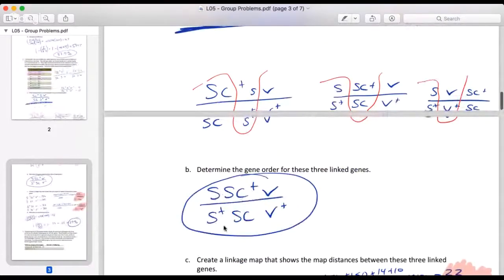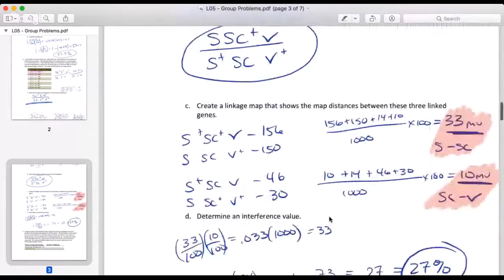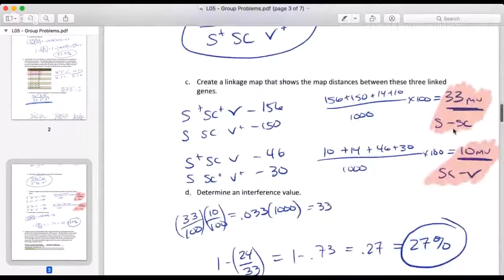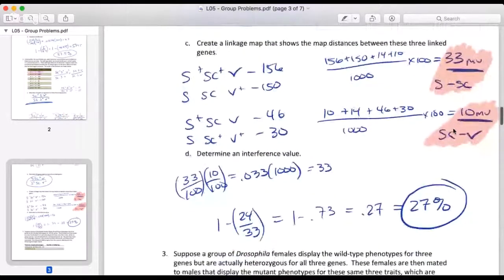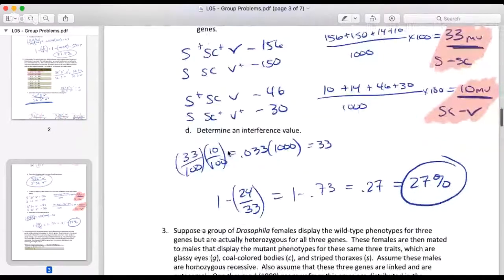SC wild type B over the wild type SC V wild type. Creating the linkage map, we got 33 mapping units and 10 as well. And working that through, the interference value would be 27%.